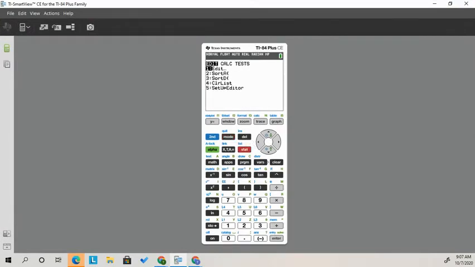I'm going to do stat, edit, and go to list 1, and put my outcomes in. So 1, 2, 3, 4, 5, 6. Then I'm going to go to list 2, and put in my probabilities. So my probabilities are 1 divided by 6, 1 divided by 6, 1 divided by 6, 1 divided by 6, 1 divided by 6, and 1 divided by 6. They're all the same.